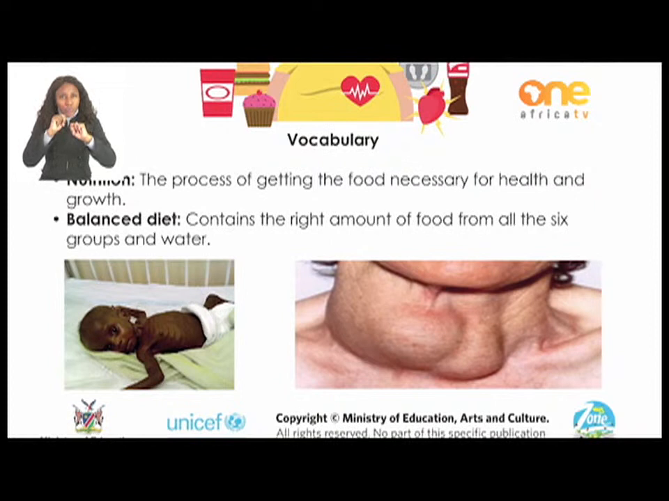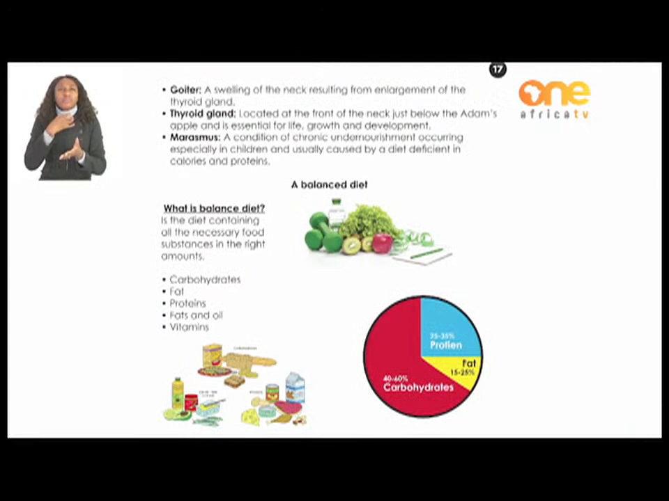Nutrition. This is the process of getting the food necessary for health. Balanced diet. It contains the right amount of food from food groups, including water. Goiter. Goiter is a swelling of the neck resulting from an enlarged thyroid gland. What is the thyroid gland? It's essential for life, growth, and development. Marasmus. It is a condition of chronic undernourishment occurring especially in children and usually caused by a diet deficiency in calories and protein. So these are our vocabularies.